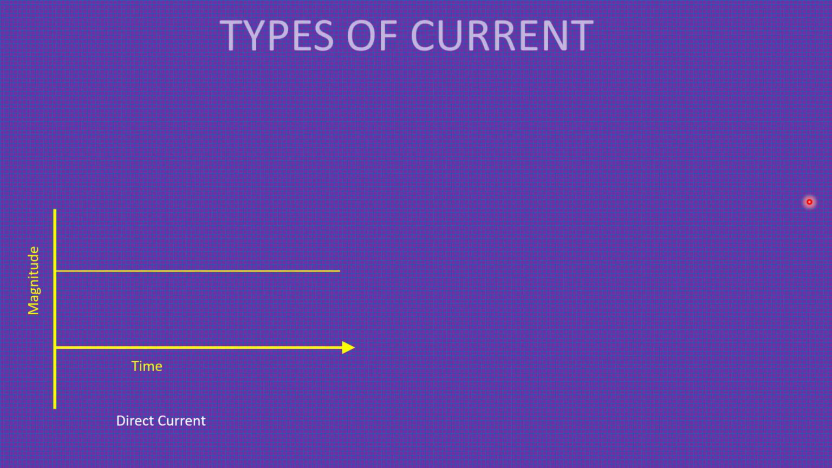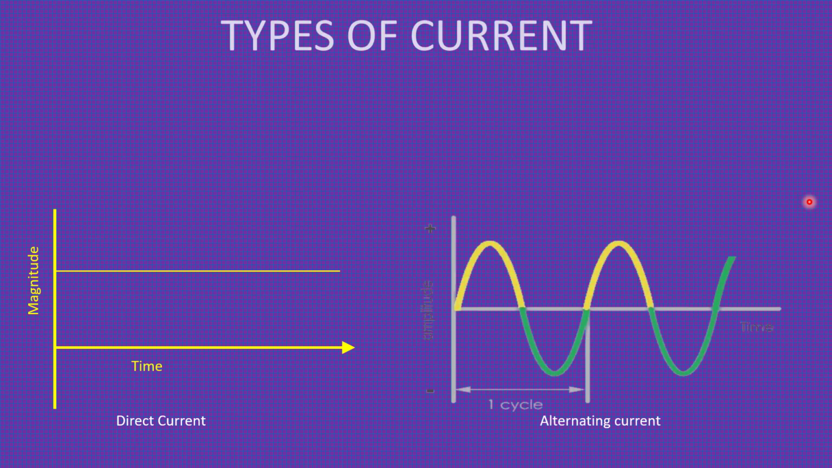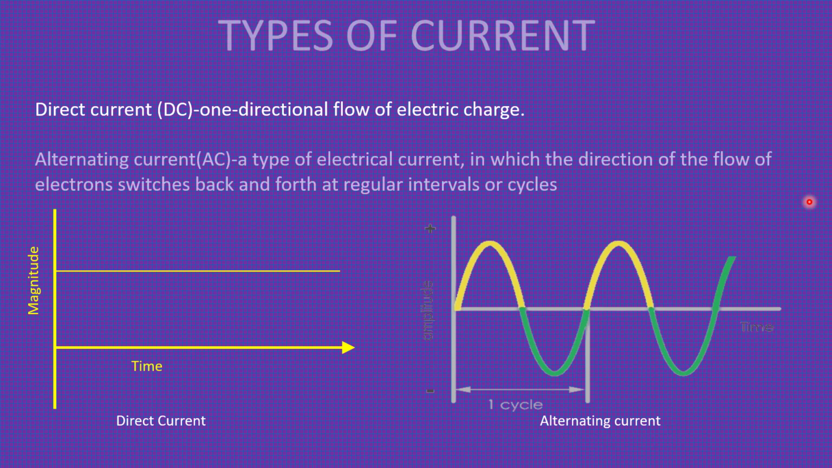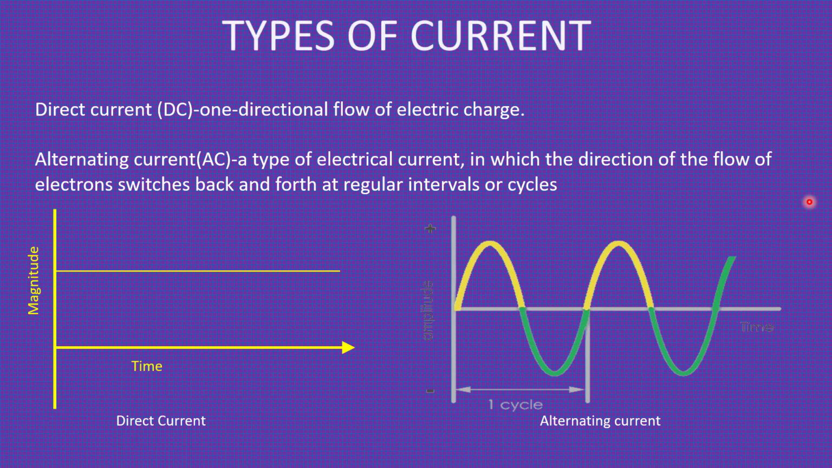There are two types of current in electrical engineering. The first one is direct current. The second one is alternating current. What is direct current? Direct current is a unidirectional current. It's like the current coming from a battery. The other one is alternating current, AC, which we use in our homes. In alternating current, the direction of flow of electrons switches back and forth at regular intervals or cycles.